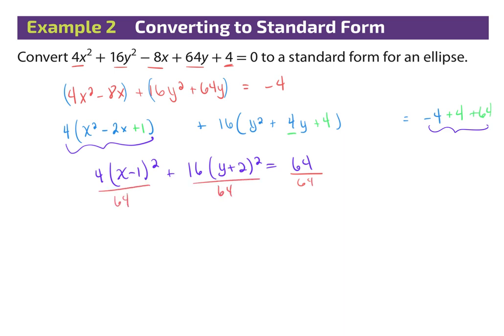All right, so I'm going to get x minus 1 quantity squared over 16 plus y plus 2 quantity squared over 4 equals 1. That is standard form, and now I can do everything I need to do. I get my vertices, my major, my minor. I can do all of that at this point because I have it in standard form.